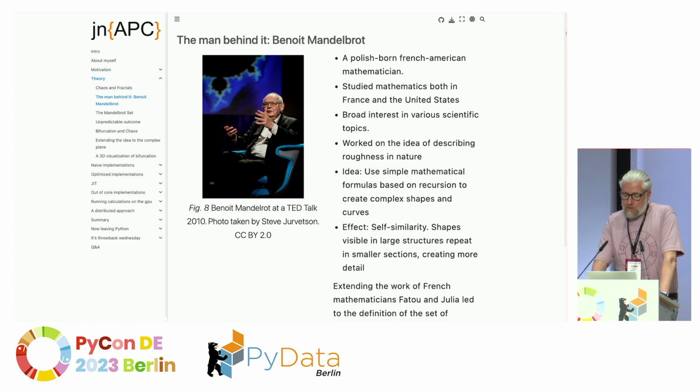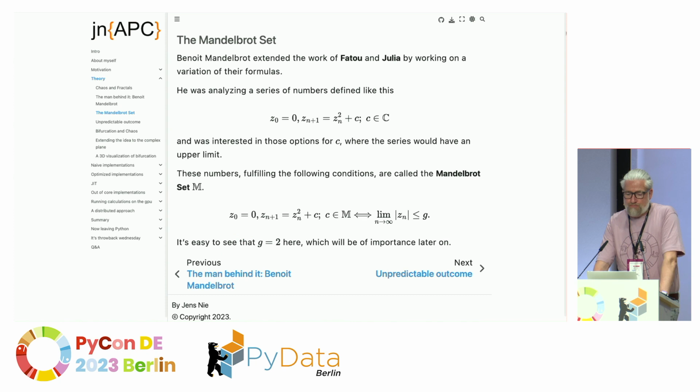But he was not the first one to do so. He was extending a work that is more than 100 years older from the French mathematicians Fatou and Julia. But he studied a specific subset of what the work before was done. And that led to a set of numbers in the complex plane that was named after him, the Mandelbrot set.